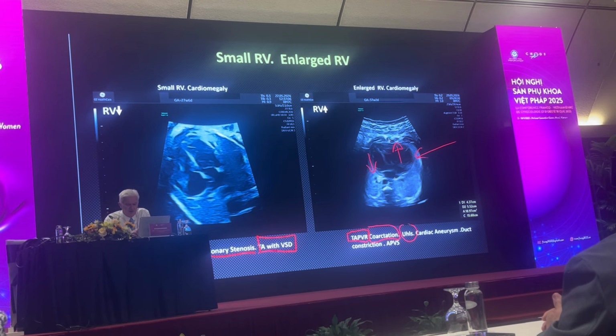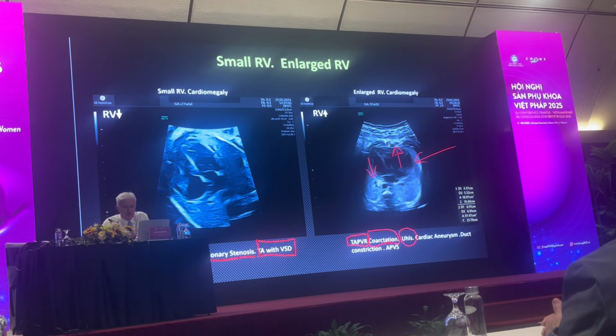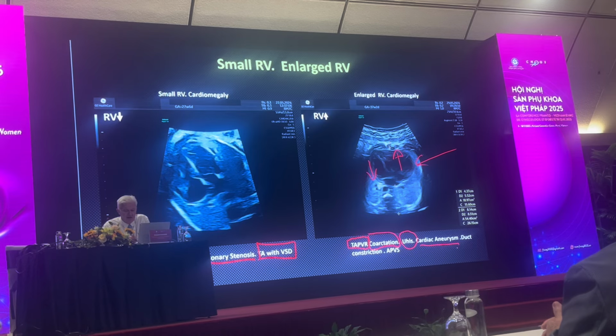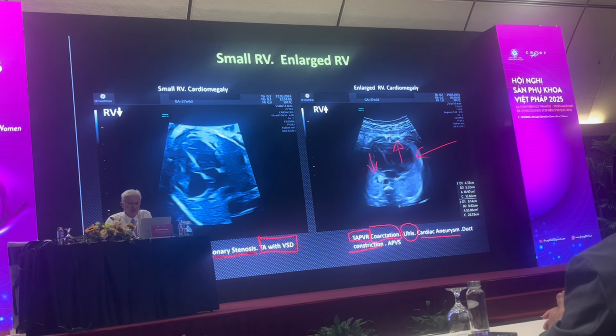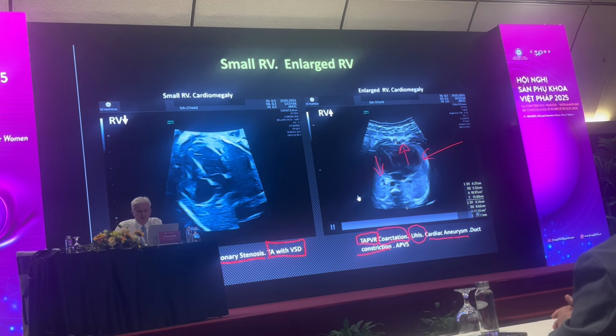The other causes are Ebstein's disease. You'll get fibrotic change in the right ventricle, cardiac aneurysm, duct constriction, and as I mentioned, absent pulmonary valve syndrome.